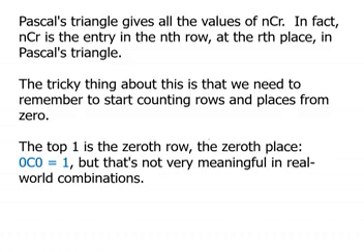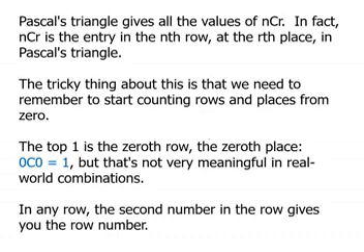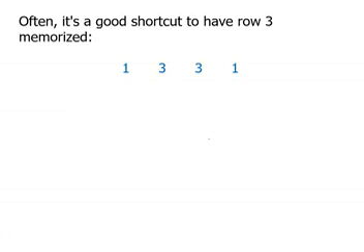0 choose 0 equals 1, but that's not very meaningful in real-world combinations. You know, if you have nothing, how many different ways can you pick nothing? I guess you'd have one way of picking nothing. It's not very meaningful. In any row below the first one, the second number in the row gives you the row number.